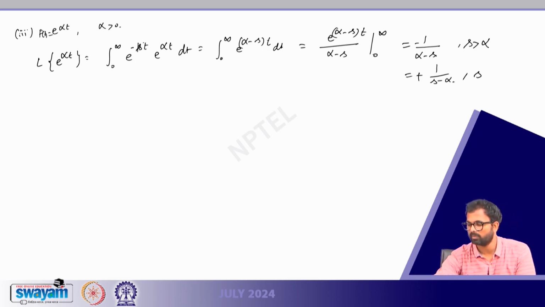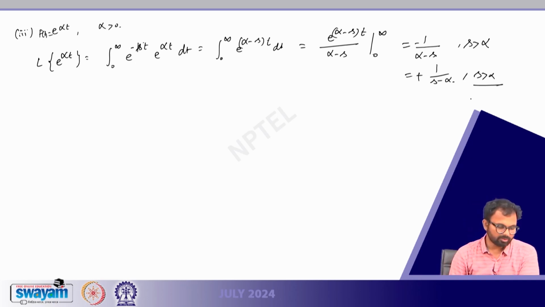Yeah, so here s must be greater than alpha. So for the exponential function, we will get this as the Laplace transform. So when alpha is 1, we will have the Laplace transform of e to the power t as 1 by s minus 1.